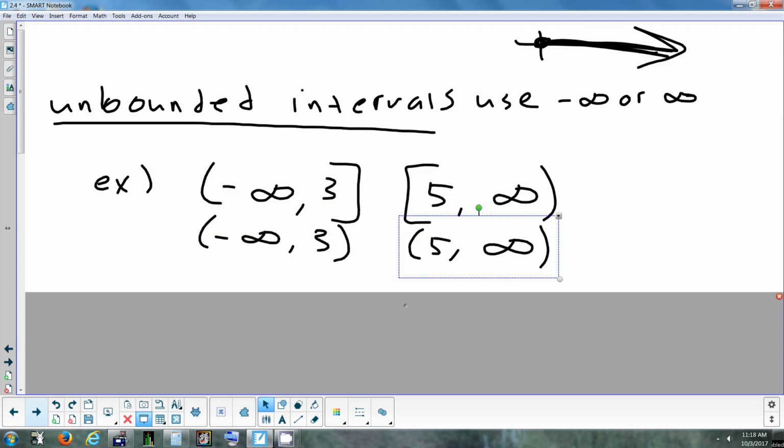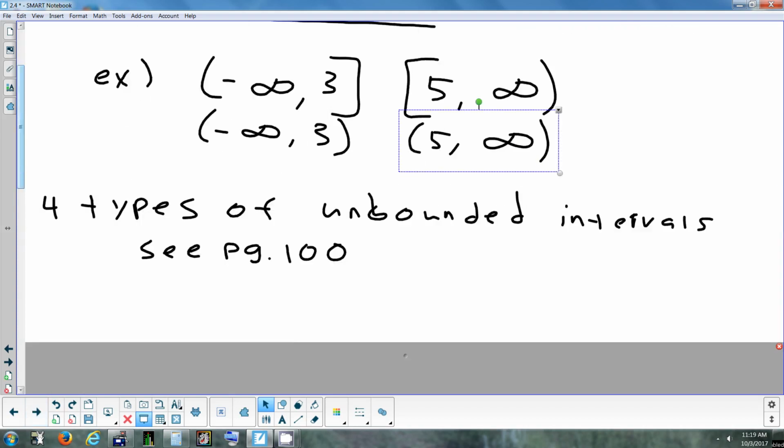So bounded intervals don't use infinity. Unbounded intervals go on forever, and they do use infinity. Any question on the difference between bounded and unbounded, open or closed? Why do I put a parenthesis on infinity? Why don't I put a bracket? Because you can't be infinity. You can't reach it, so you can never include infinity because you can't get there. It just goes on forever. And they draw pictures of these in your book as well.